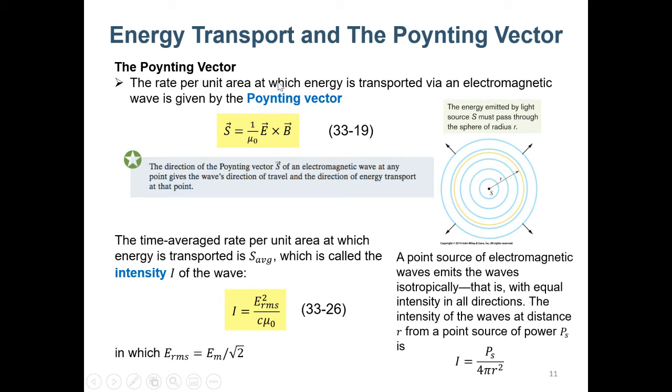And actually, the Poynting vector has a magnitude equal to the energy transfer per unit area per time. So it's actually like an area-averaged power or something like that. And we also define the intensity like this.